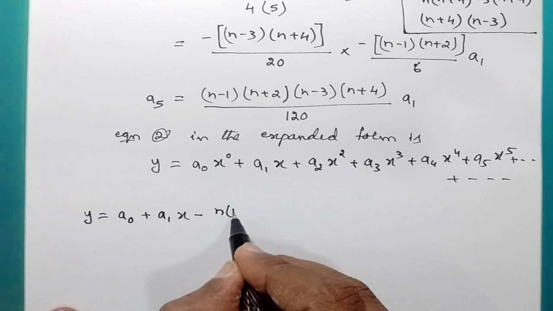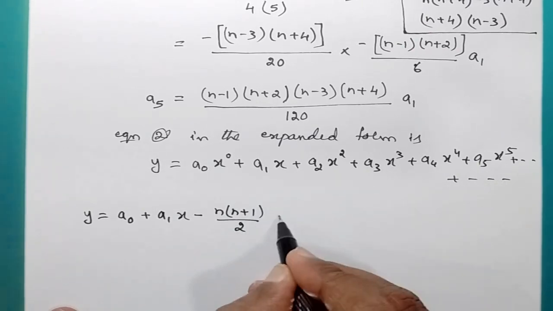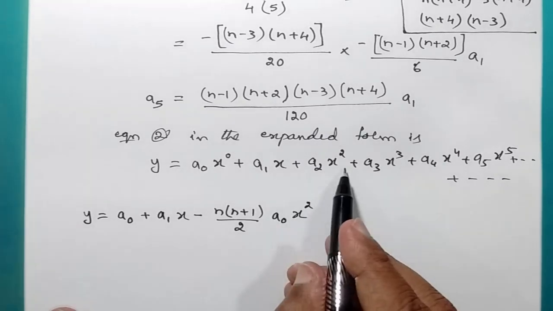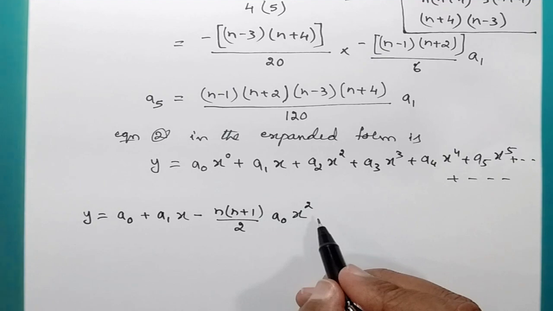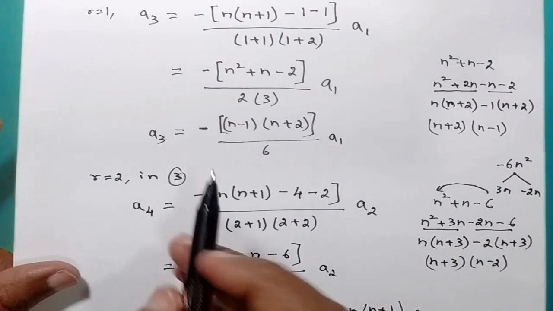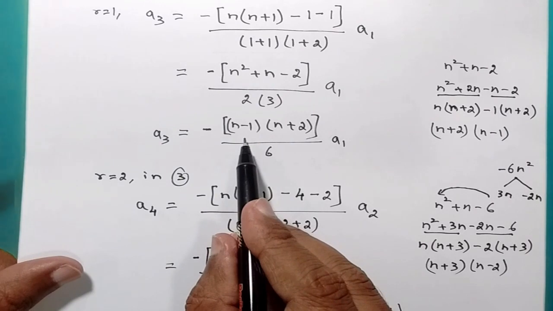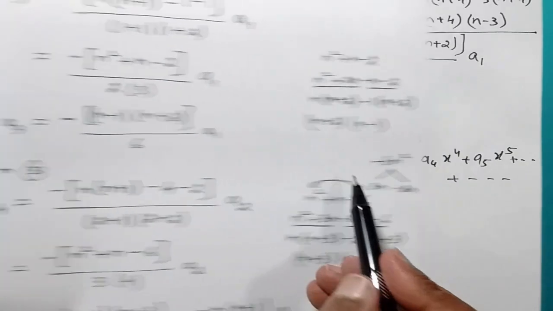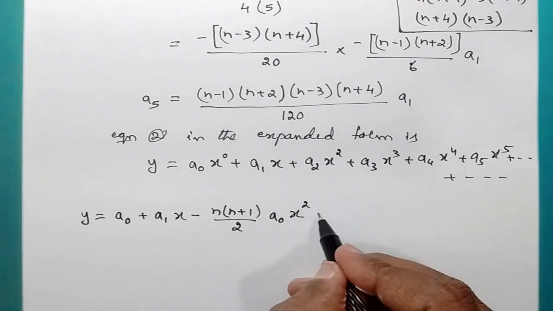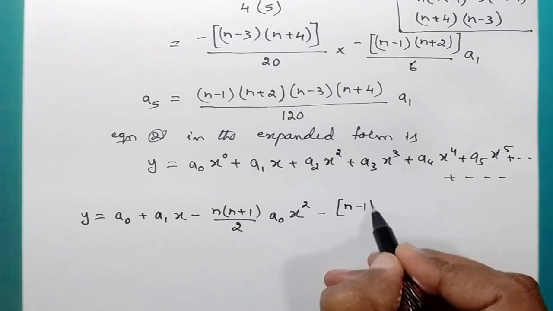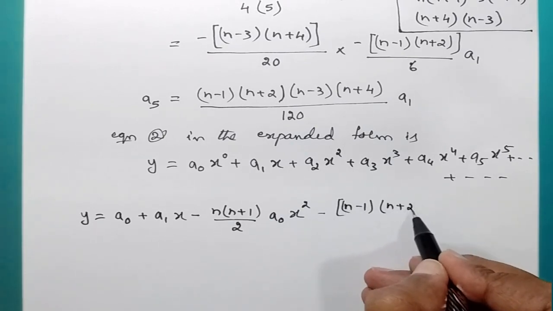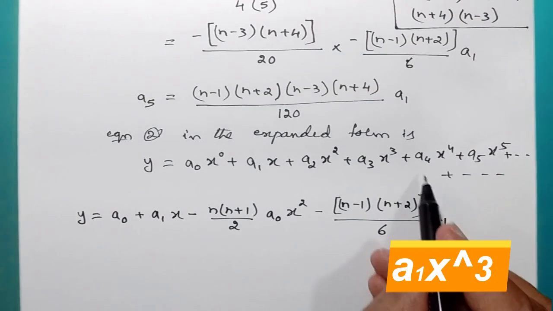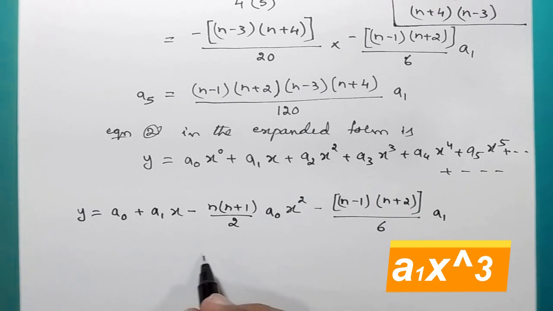Minus n into n plus 1 by 2 into a0 times x square, that is a2 into x square, plus a3. What is the value of a3? Once again, the value of a3 that you have obtained is minus (n minus 1)(n plus 2) divided by 6 into a1. So this value I will plug in here. This is a negative value, so minus (n minus 1)(n plus 2) divided by 6 times a1. Next value, a4. So a4 is a positive value.